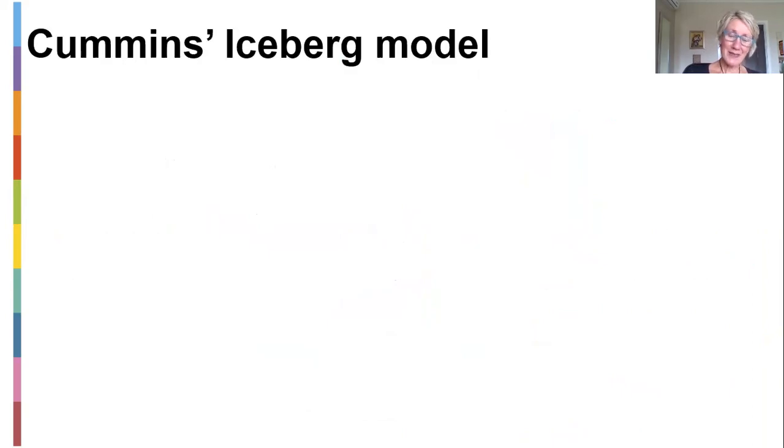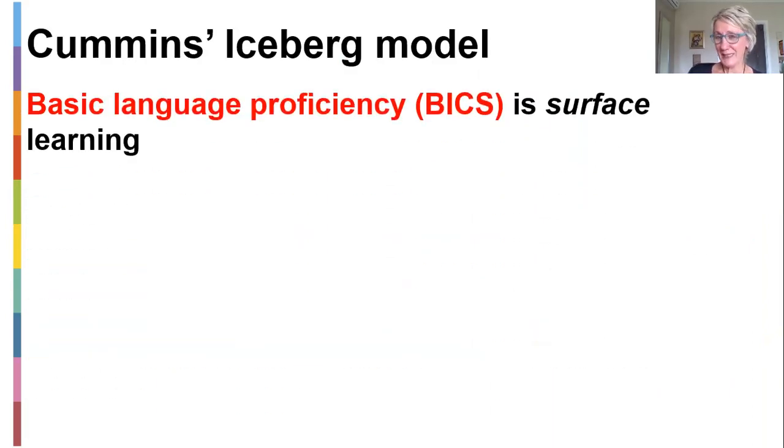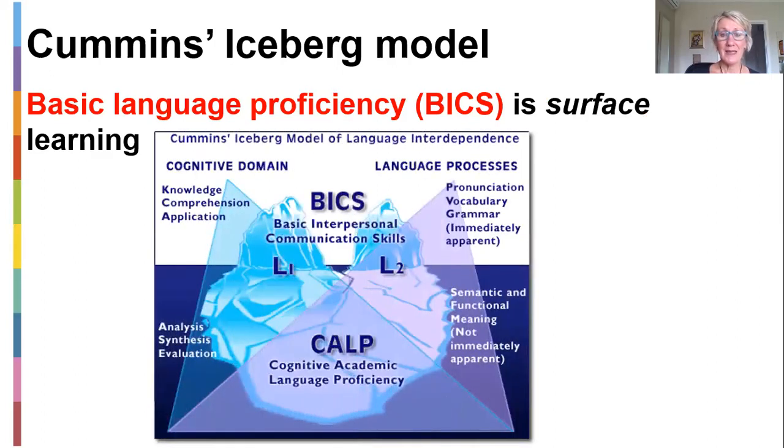Let's again go to Cummins' iceberg model, which looks at the BICS. That was Kalani in the case study, who could speak very well, but couldn't actually write or read very well. Again, we've got the iceberg analogy, the BICS, which is your basic language proficiency, which is only surface level learning. And if you're just going to focus on pronunciation, I see a lot of you like pronunciation as well from the genre studies, vocab, grammar, it's only going to be the tip of the iceberg.